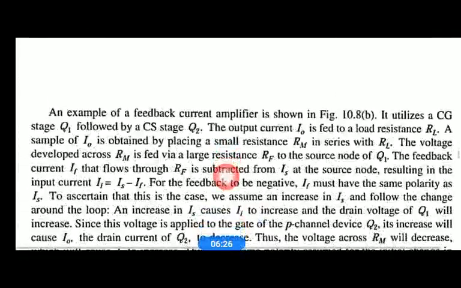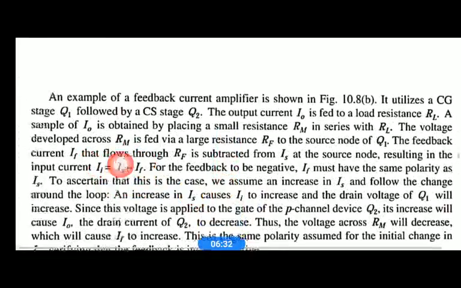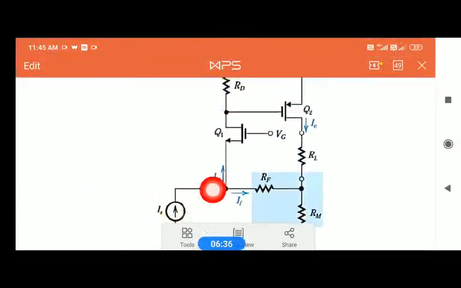Are you getting my point? Yeah, II is IS minus IF, you can see, right? So here an increase in IS will increase II. So now II is the current which is flowing from source to drain, right?